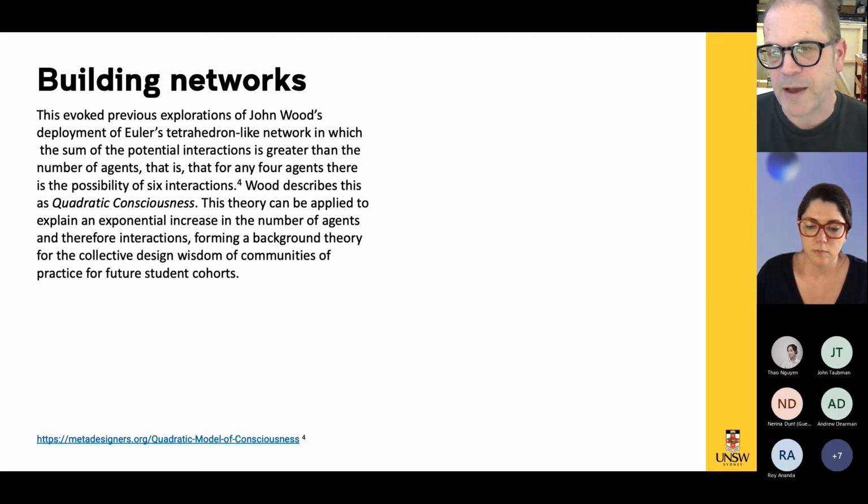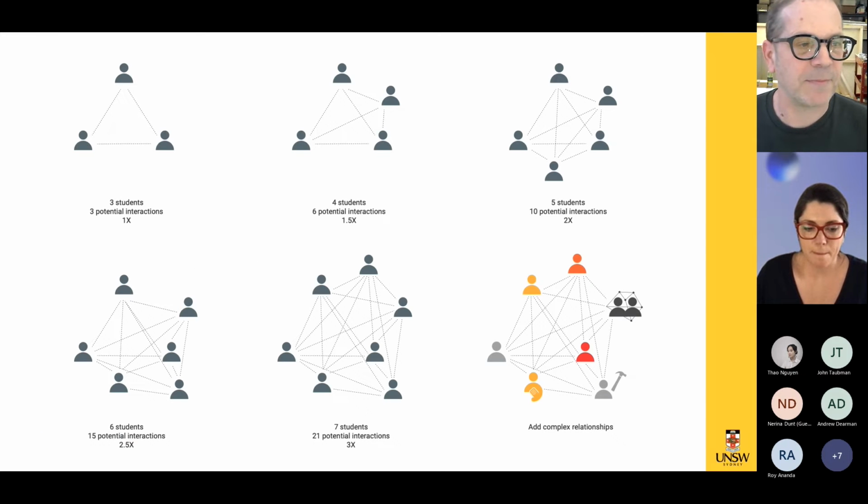The theme for this conference made reference to Leonard Euler's Seven Bridges of Konigsberg. This evoked previous exploration of John Woods's deployment of Euler's tetrahedron-like network, in which the sum of the potential interactions is greater than the number of agents. So that is, at its simplest level, for any 4 agents, there's the possibility of 6 interactions. And you can see that jump in the first two, the top left 2 parts of this diagram.